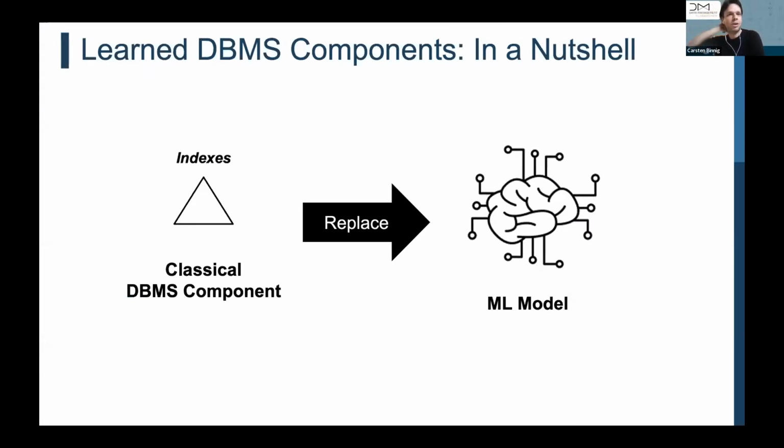Good. So before I start the talk, let me bring everybody onto the same page. What do I mean when I talk about learned DBMS components? The basic idea is that you replace a classical component, such as an index, for example a B-tree, with a machine learning model. You might argue, why should you do that?